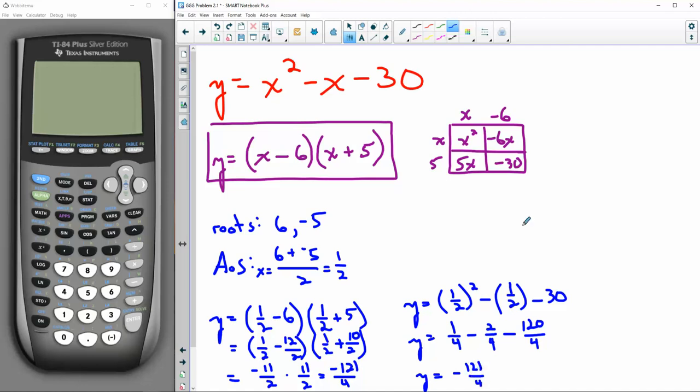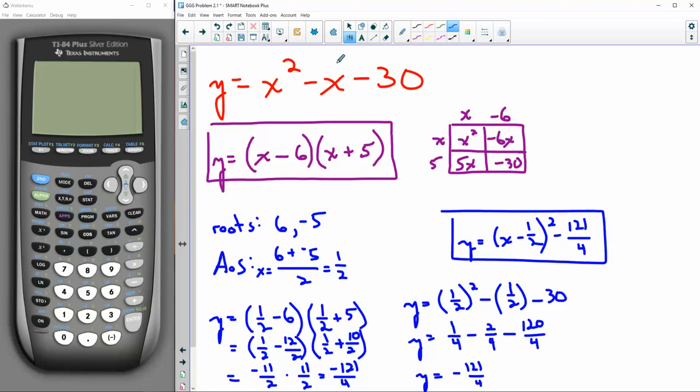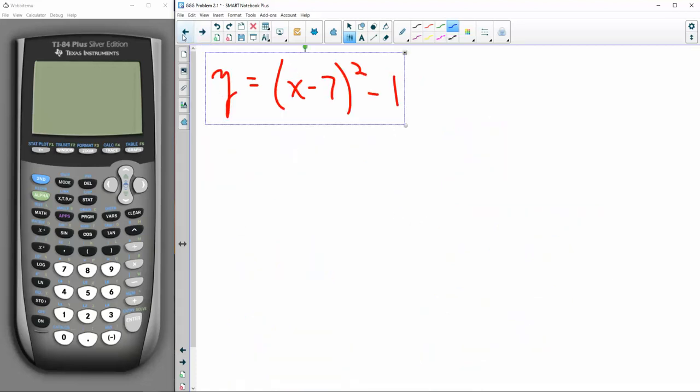So now I can write vertex form. I got my x value, I got my y value, so it's going to be y equals x minus 1/2 squared minus 121/4. There is a way to go straight from general form to vertex form, like I said last time, but we don't know that method yet. So, yeah, I think we're good. Let's move on. One more.